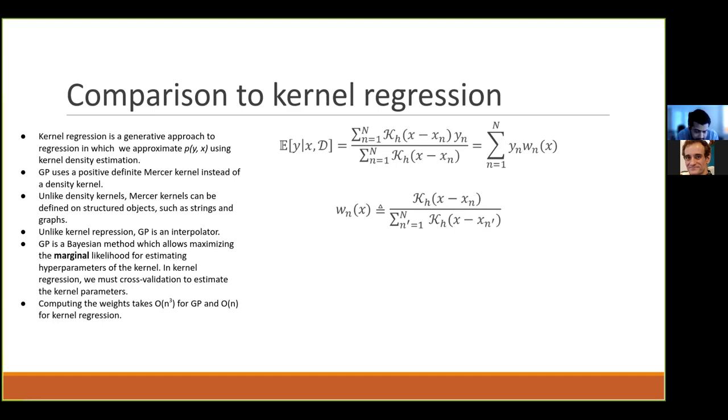The important part here is computation. It takes O(N^3) for training Gaussian processes and O(N) for kernel regression. The main reason for taking O(N^3) is that we need to invert a matrix, which takes O(N^3) time. This is the problem, because if data sets are huge, then this would take forever to train.